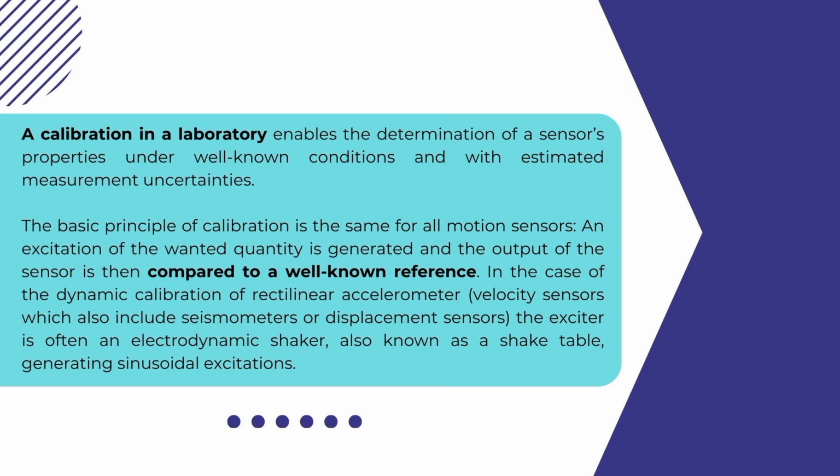The basic principle of calibration is the same for all motion sensors. An excitation of the wanted quantity is generated, and the output of the sensor is then compared to a well-known reference. In the case of the dynamic calibration of rectilinear accelerometers, velocity sensors, which also include seismometers, or displacement sensors, the exciter is often an electrodynamic shaker, also known as a shake table, generating sinusoidal excitations.